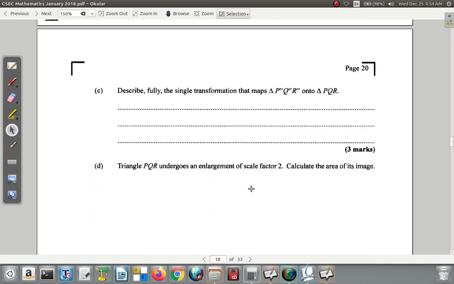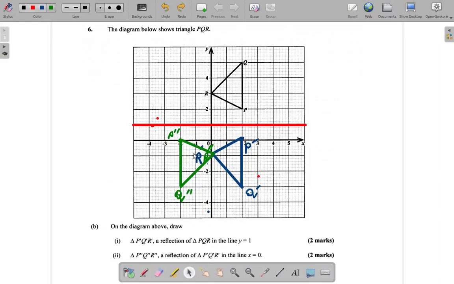Describe fully the single transformation that maps the double primes onto the original triangle, basically putting it that way. Alright, this latest triangle back to the original, a single transformation that would map that. Alright, what could happen if you map this onto this?